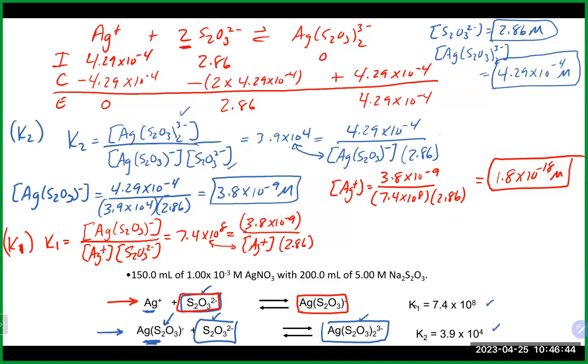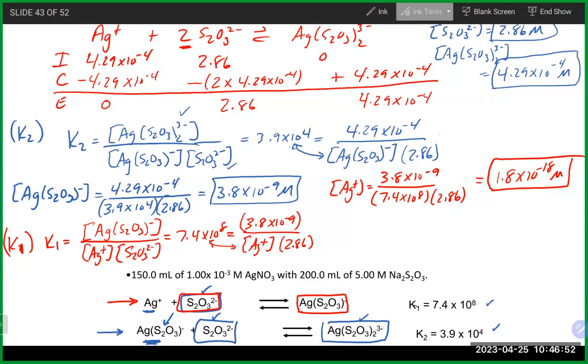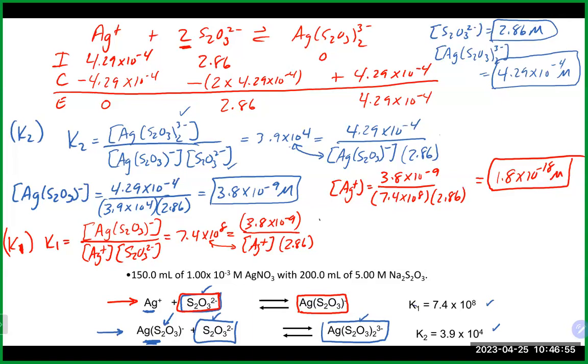Now, to show you an alternative path that would also get you there, we can use the results of the first ICE table. If we use those results and the K value that we got for the overall reaction, which was 7.4 to the 8 times 3.9 to the fourth, remember that this K value was 2.9 times 10 to the 13. We could have used this table and solved for silver just like we did in the first problem.